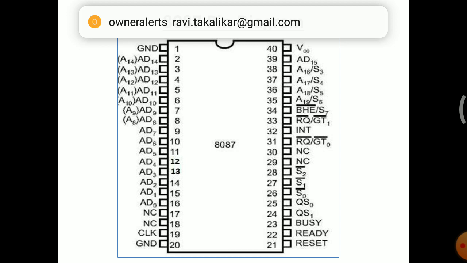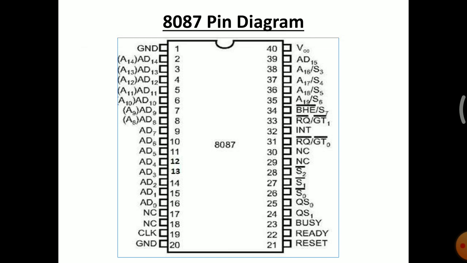So two such pins are available, pin number 33 and pin number 31: RQ bar/GT bar 1 and RQ bar/GT bar 0. These 2 pins are dedicatedly used for requesting and granting the control of the buses from the 8086 microprocessor to become the master of those buses.